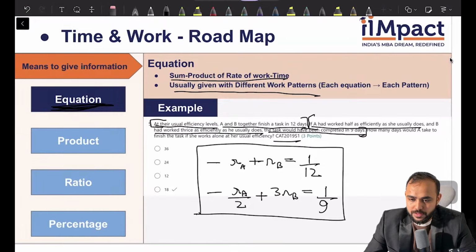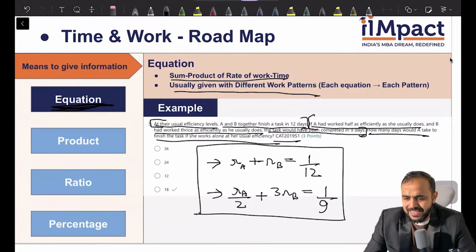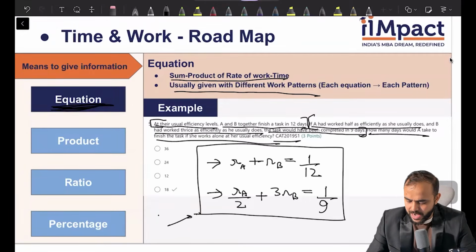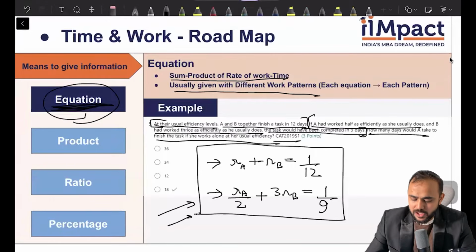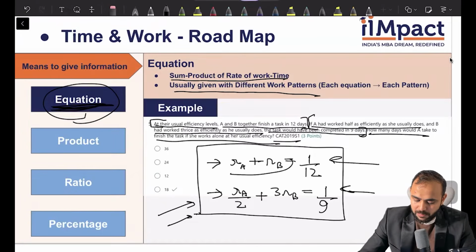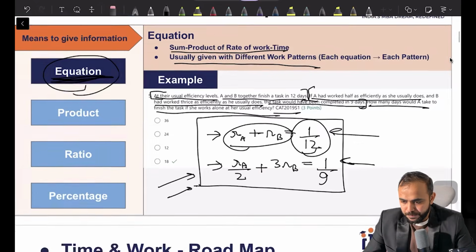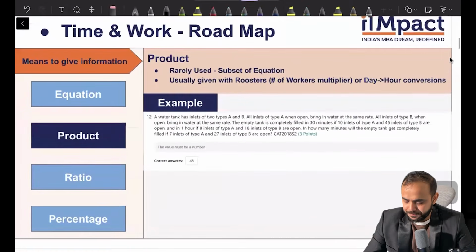Now, the rest of the part of this question, it's a no-brainer, right? You just had to write these equations and you will be able to find RA and RB, and then you can find your answer. So this is one way of giving you the information in the form of a statement which translates into a certain equation. Something is equal to something.